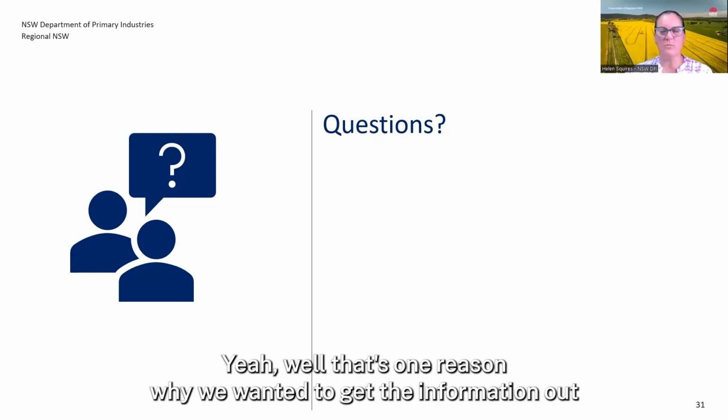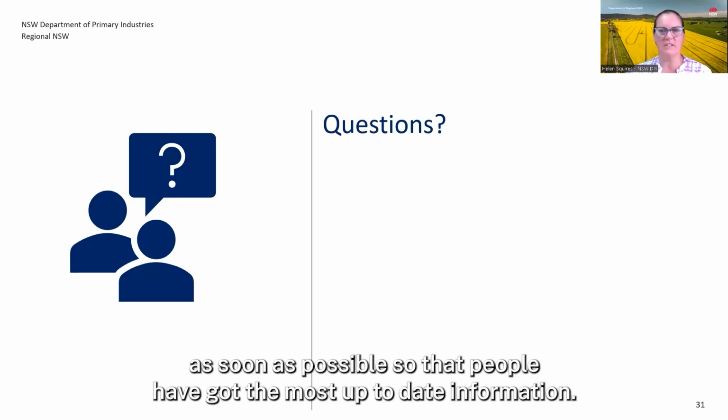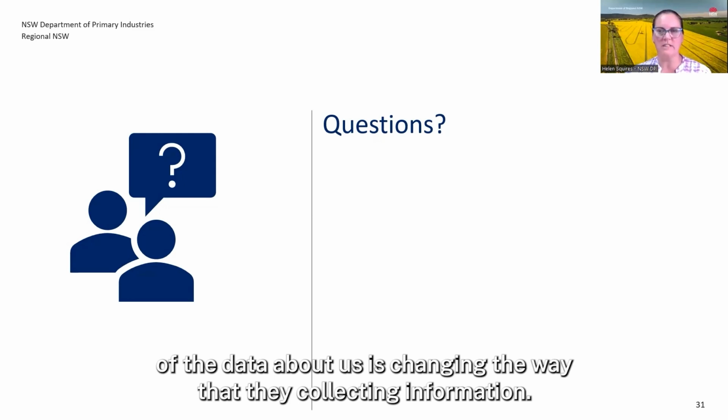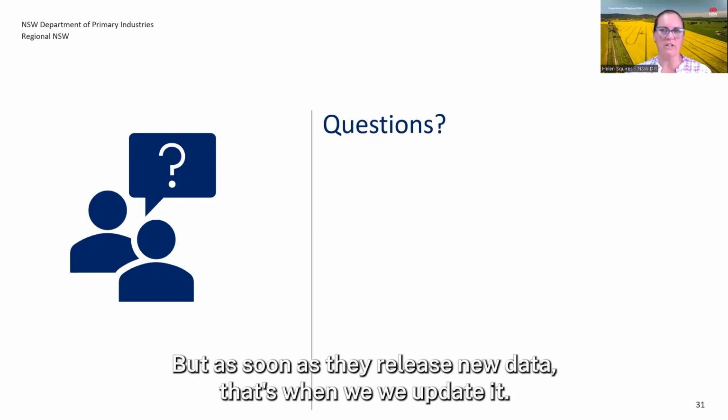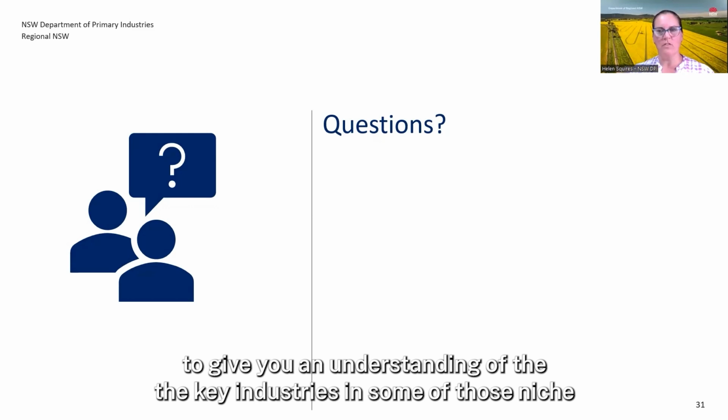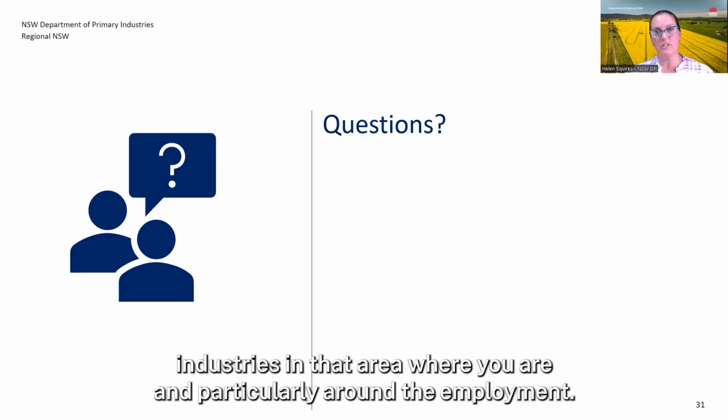Well, that's one reason why we wanted to get the information out as soon as possible, so that people have got the most up-to-date information. So this is the 2021 ABS information, and that's where we will get the majority of the data. ABS is changing the way that they're collecting information, but as soon as they release new data, that's when we update it. The idea behind the dashboard is to give you an understanding of the key industries and some of those niche industries in the area where you are, and particularly around employment.